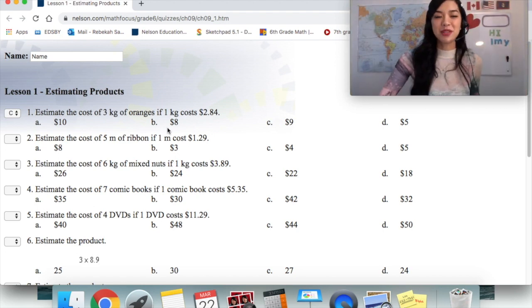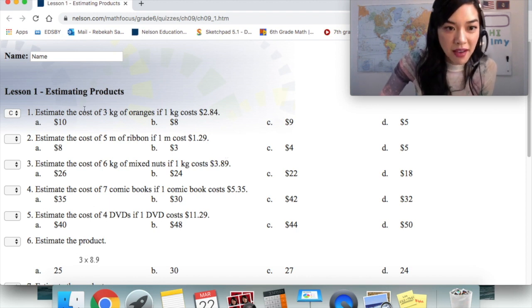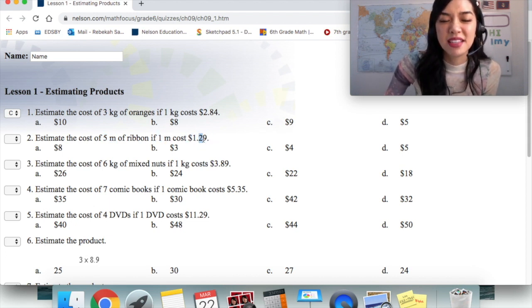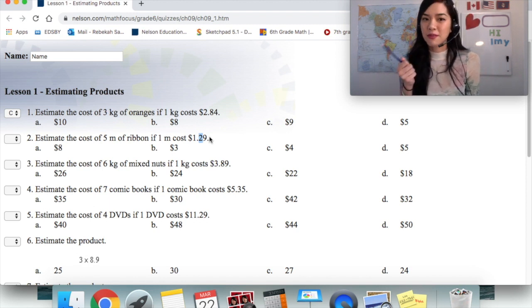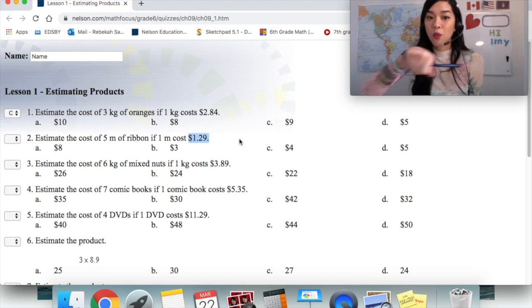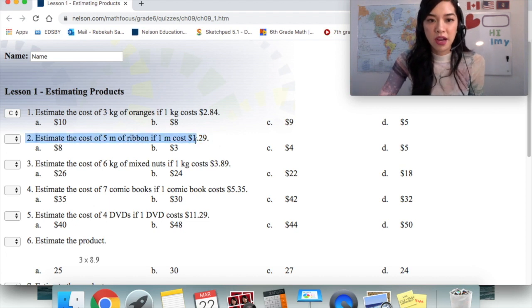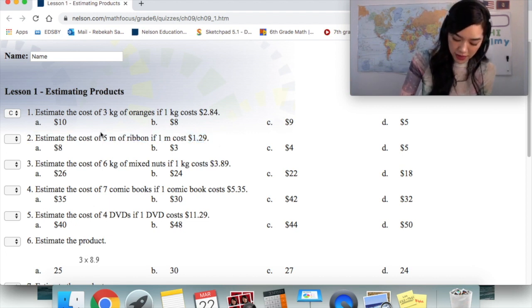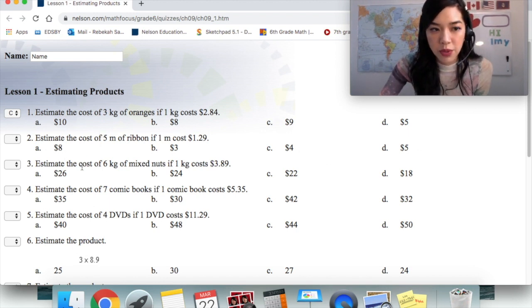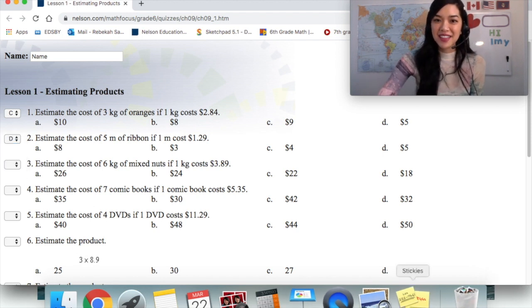Okay, I'm going to do number 2 with you. Estimate the cost of 5 meters of ribbon if 1 meter costs $1.29. So let's look at that too. It is definitely not 5 or more. It's 4 or less. So let it rest. We're just going to keep it at $1. So what's $1 times 5? You don't even have to show your work for this. $5. Yes, letter D.